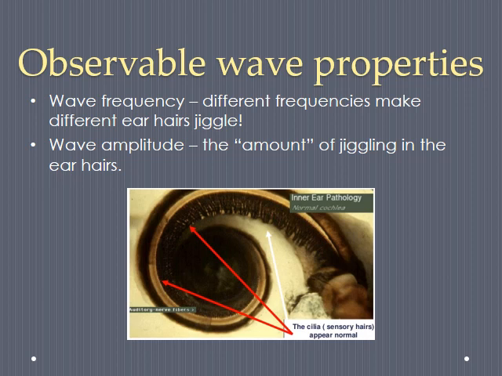We can also detect the amplitude, which is the energy in the wave, which is basically how big the jiggle is. So did those ear hairs wave a lot or a little? And your brain can also get that signal from the ear hairs and can determine the amplitude of the wave.